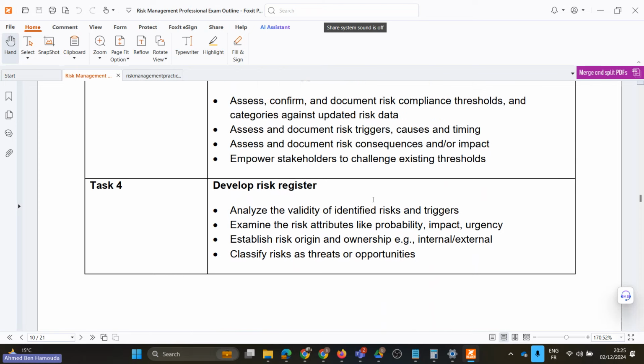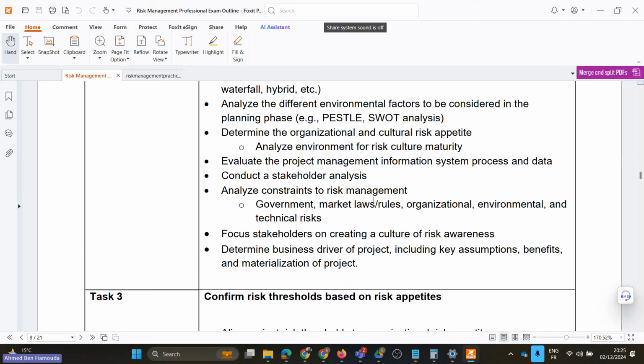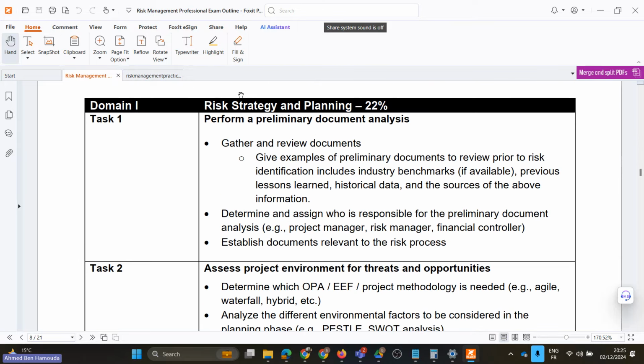Okay, so we have just completed the introduction of the first two domains of the exam, which were setting up a risk strategy and a risk management plan.